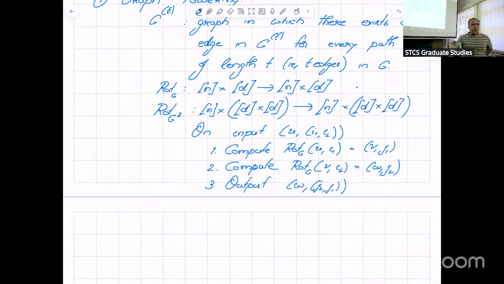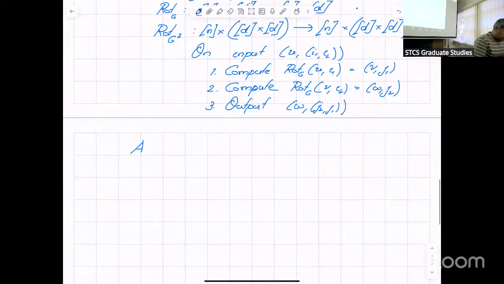I notice the adjacency matrix of G squared is just going to be the square of the adjacency matrix. If you have A_G, then A_G squared will exactly be the adjacency matrix of G squared.